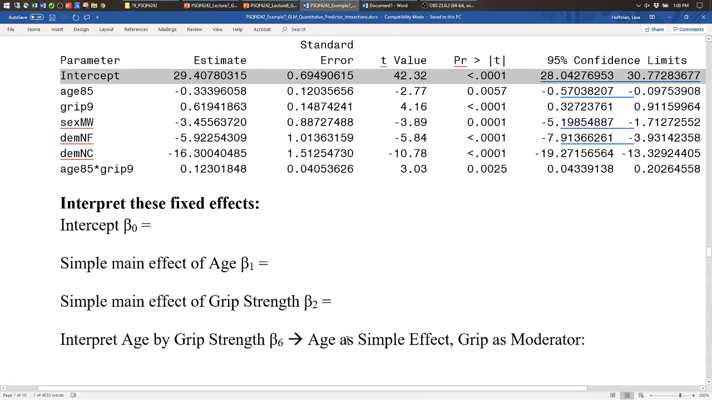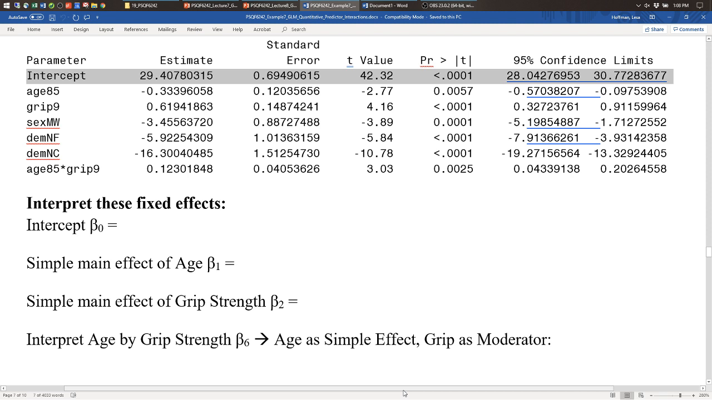So we have the intercept. Definition of an intercept, go. Expected outcome, or cognition, when predictors are 0. So for this example, this 29 is your cognition when you are age 85 with grip 9, and you are a male who does not have dementia. Now does this interaction term adjust anything that you just said? No. It will adjust what is predicted, but the definition of this intercept as what it is conditional on is the same, because you haven't added any new predictors. If you add a new predictor, then you have to further condition this intercept on where that predictor is 0.